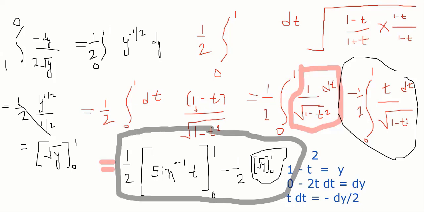Nishtha, tell me how we will do it. How do we evaluate this now? So now we only have to put the limits. We will put sin inverse first with the upper limit, right? Sin inverse 1. What is sin inverse 1? So 90 degrees, pi by 2. So we get pi by 2.